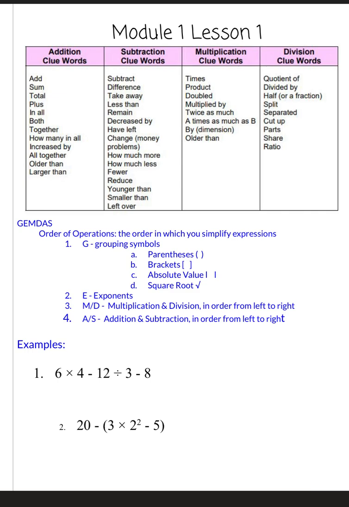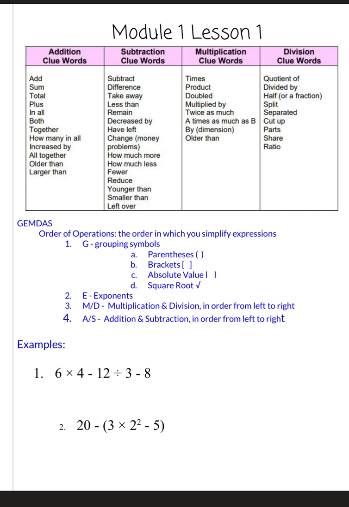If you recall GEMDAS from a previous math class, that is the order of operations, so it's the order in which you simplify expressions. For this, we will add some more grouping symbols. So with GEMDAS, the G stands for grouping, so you will see parentheses, brackets, absolute values, and square root symbols as we are working. So you do all of the grouping symbols first. Then from there, we're going to work with the exponents.